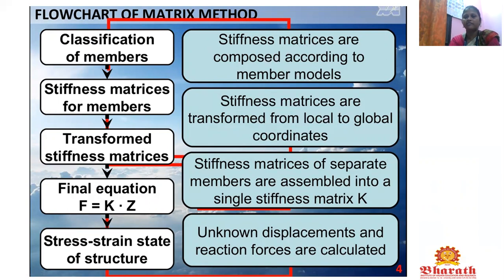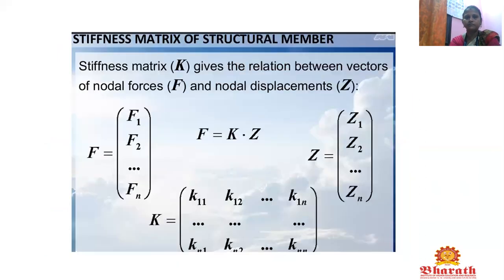Next, the stiffness matrix method is separated into different equations, then it is assembled into a single stiffness matrix, which we call K. Last, we find the unknown displacements, and reactions are calculated in the matrix method. So this is the flowchart of the matrix method.